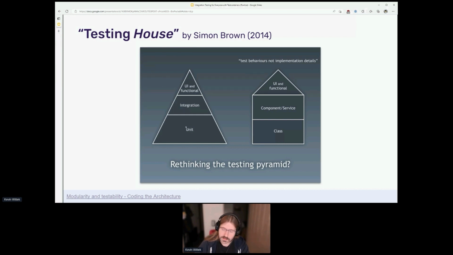That's if I'm testing a single class. And then if I'm testing an actual component or service, let's call it a component or service test. And then at the top, if I test the UI, it's a UI test. If I test the public API, it's a functional test. And he already acknowledges there doesn't have to be this pyramid shape anymore. It might be fine that we have as many class tests as component tests.